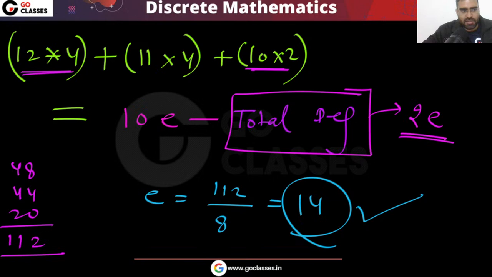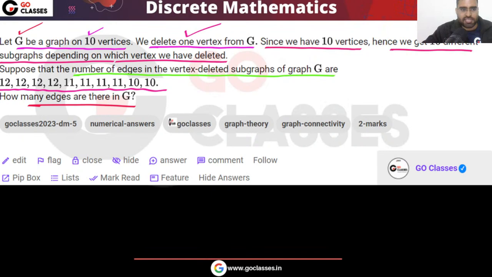In Go Classes and GATEOverflow test series, you will always find good quality, well-framed, standard questions. Whatever questions we put are well-framed, unambiguous, and from standard resources. So this is a simple question and the answer will be 14. This is your Go Classes test series question.